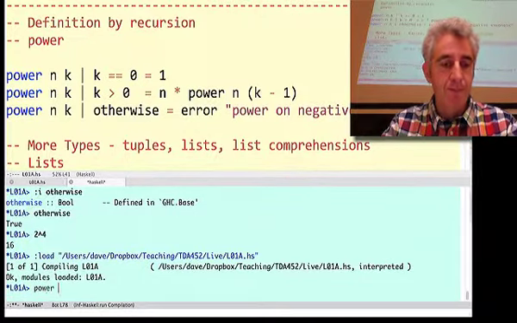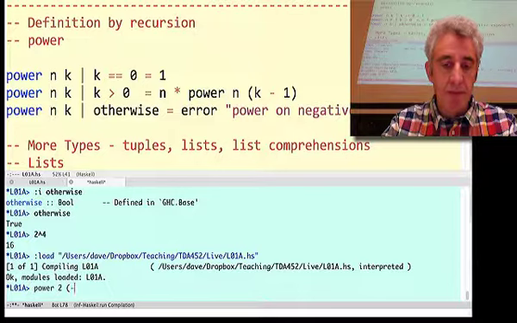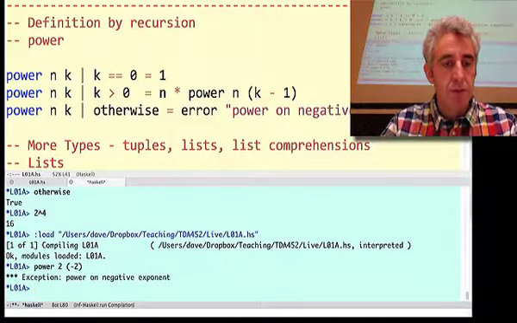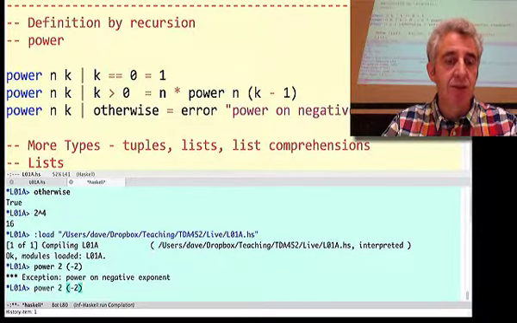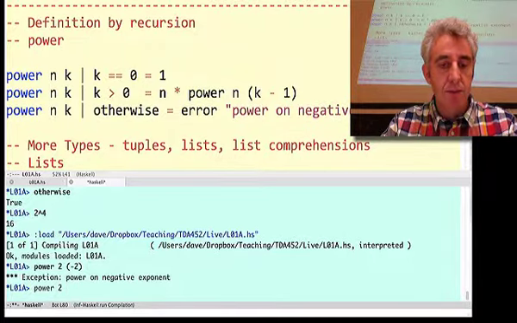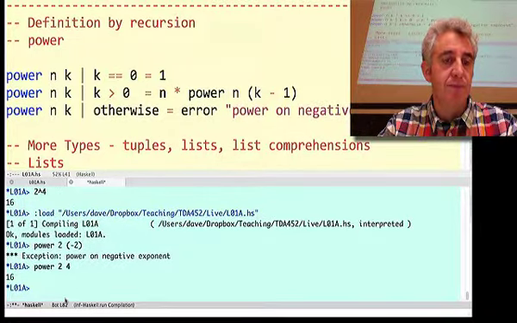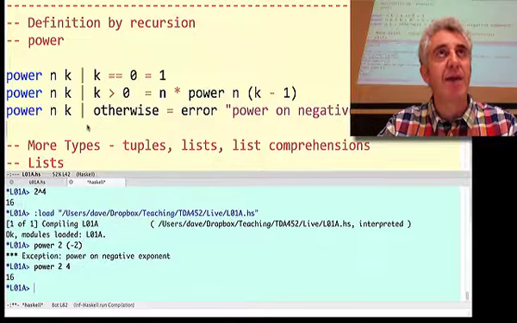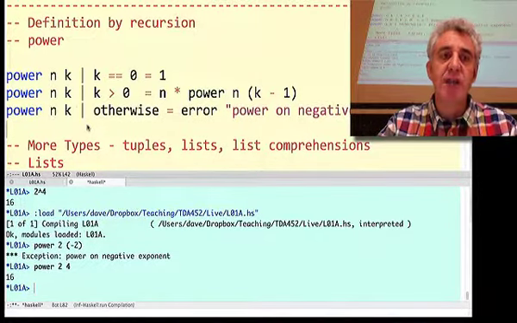So if I want power on minus, I get my error message. Otherwise, I get something fairly sensible. Any questions about that? Okay, let's just tidy this up a bit.